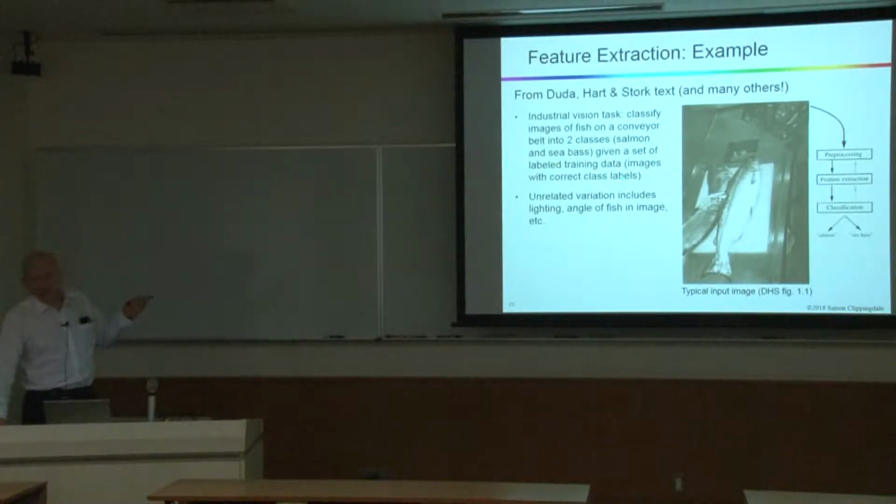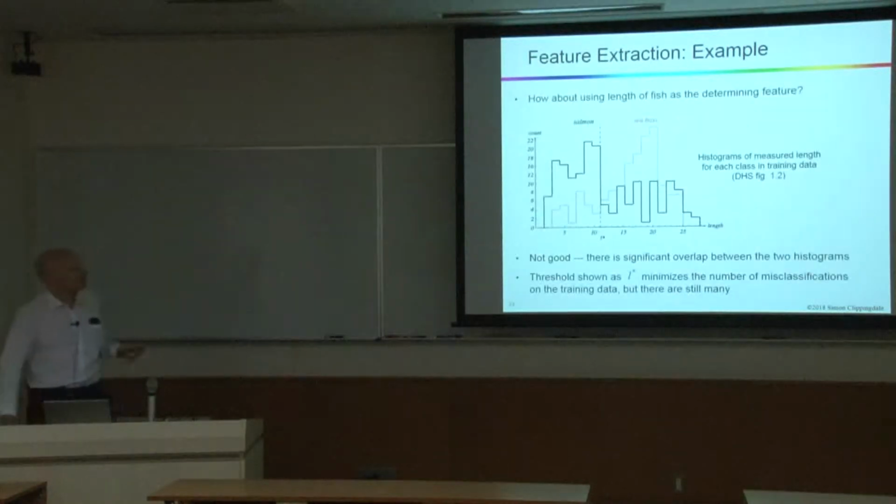So here's an industrial vision task from Duda, Hart and Stork, which is DHS down here. You're trying to categorize 2 types of fish on this conveyor belt. And the unrelated variation includes the lighting, the angle that the fish appears on the conveyor belt, and so on. So we're trying to decide whether a fish is a salmon or a sea bass. That's the task. Well, you could use, for example, the length of the fish.